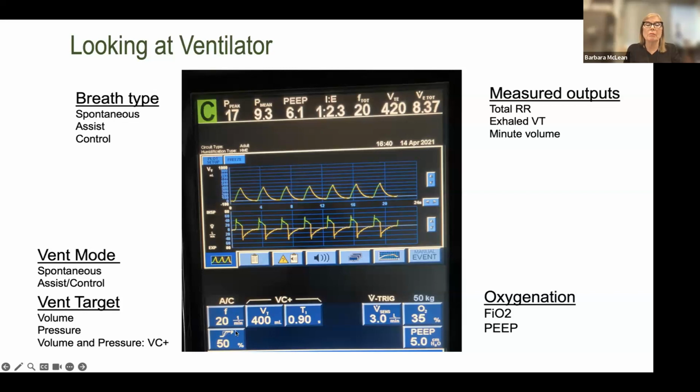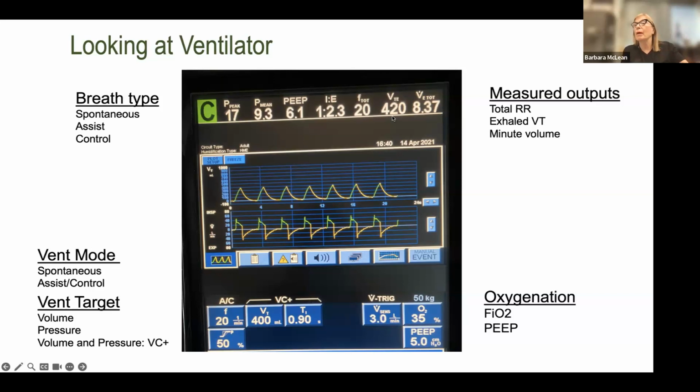So you can see down here, assist control at a rate of 20, and the respiratory rate is 20, which means the patient's not overbreathing the vent. I'm just giving him 20 breaths a minute. His exhaled tidal volume, VT means tidal volume, E means exhaled here, and that's the exhaled tidal volume. So he's on a tidal volume of 400, but he's exhaling 420.